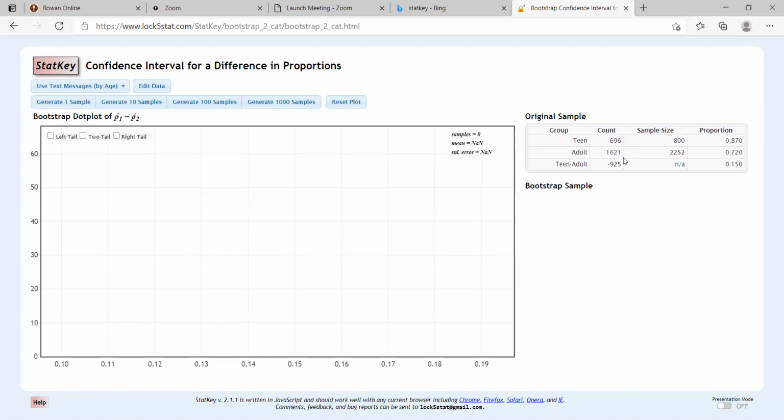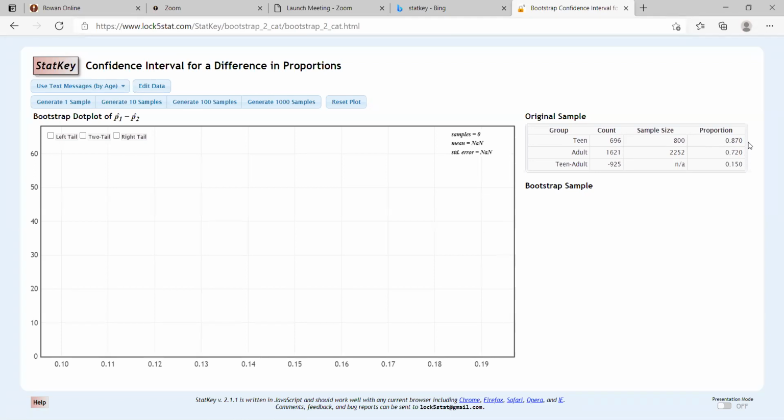So for the adults, 1,621 adults saying yes, divided by the 2,252 adults that were asked the question, is a proportion of 0.72. For the teens, 696 divided by 800 is 0.87. So obviously, many more teens were saying yes to this, in terms of a proportion of the teens, than adults, right? 87% of teens said yes in the sample, 72% of the adults said yes.